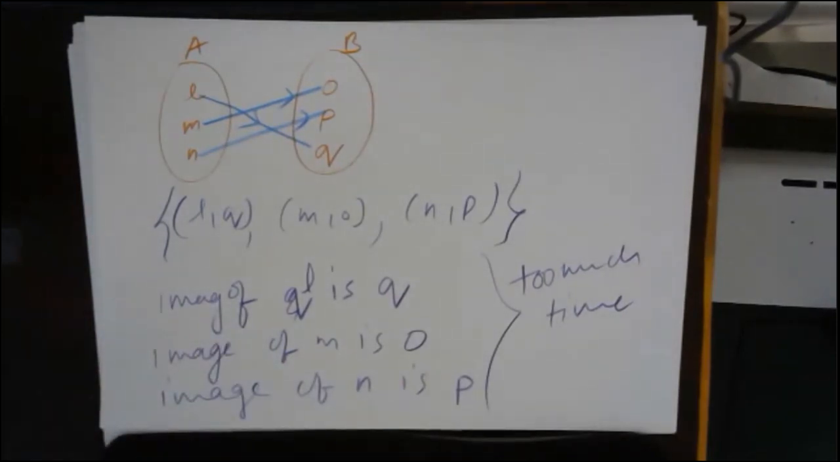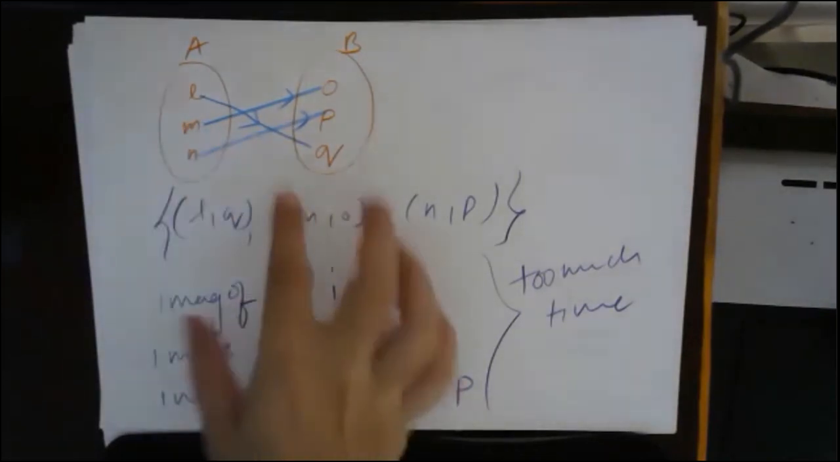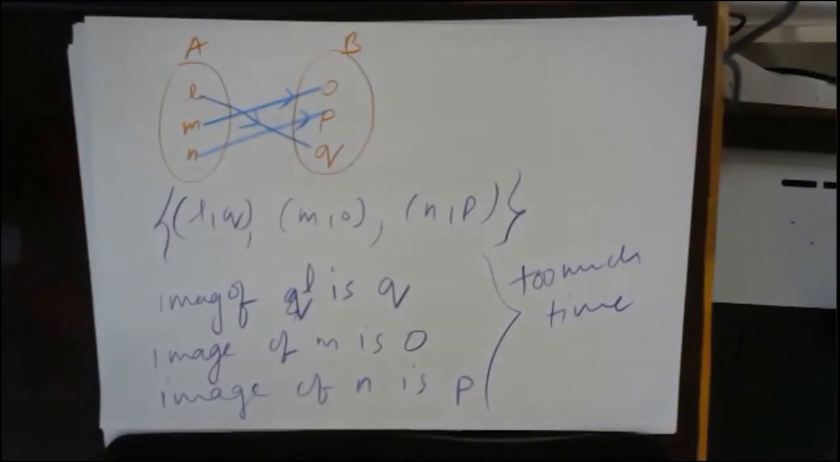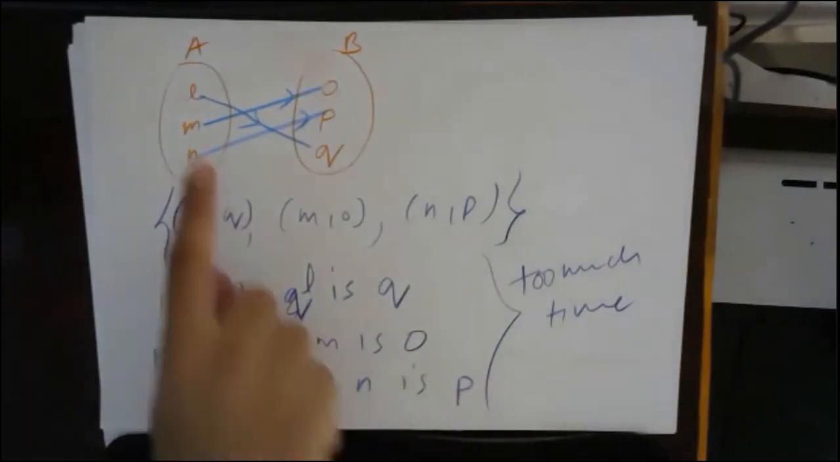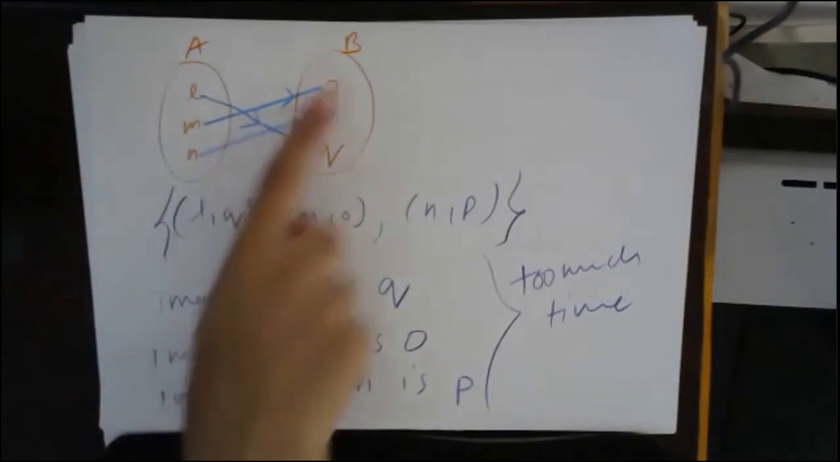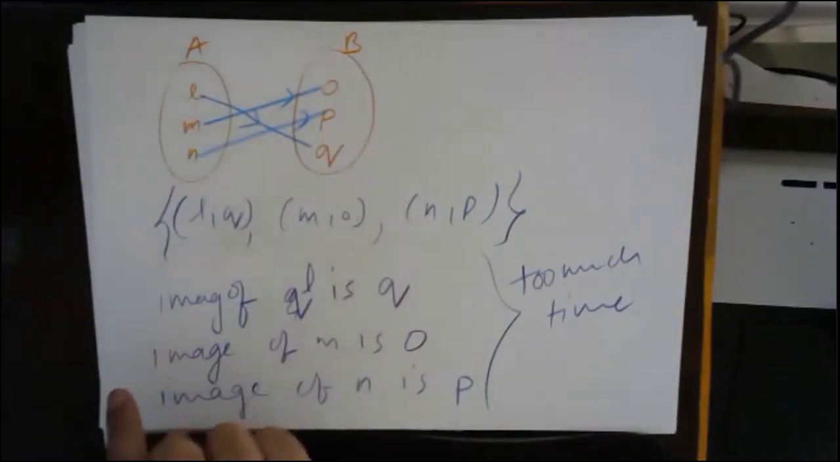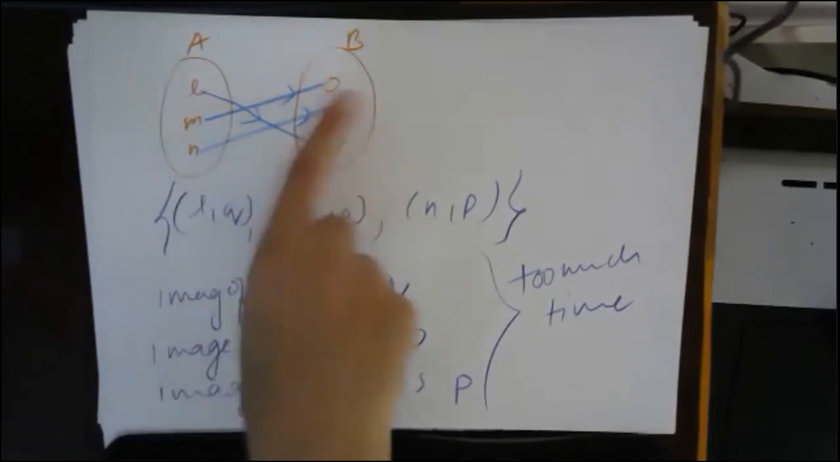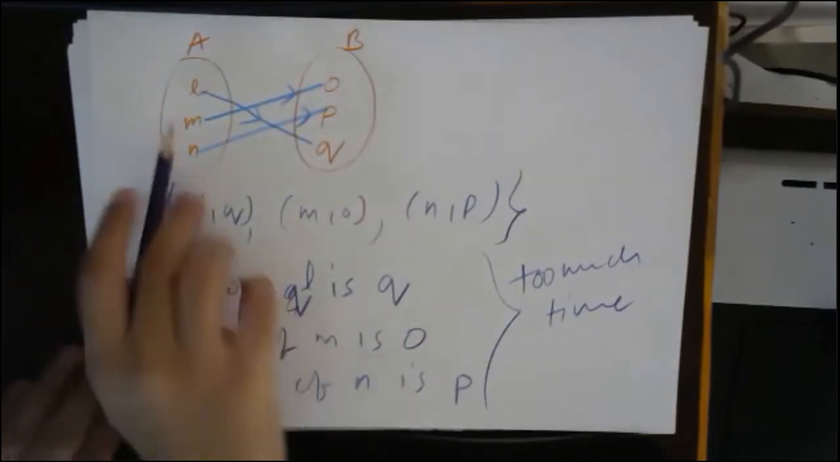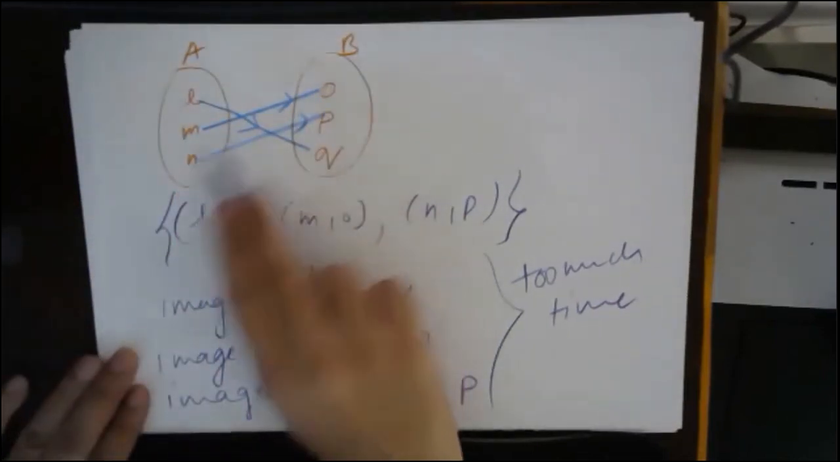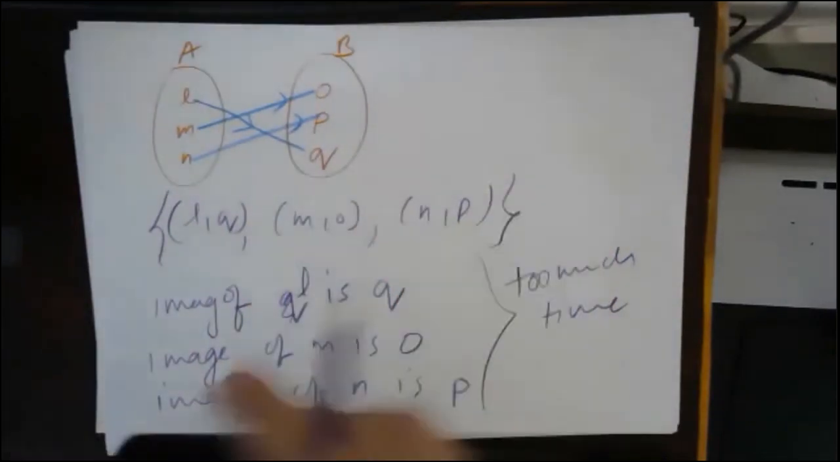Right? Okay. Everybody understood? Fine. So now these were the cases when we have only one image. In the previous example also, every element was linked with one. L is linked with only Q, M is linked with only O, N is linked with only P. Okay. Now let's see what happens if one element is linked with more than one element of the other set.